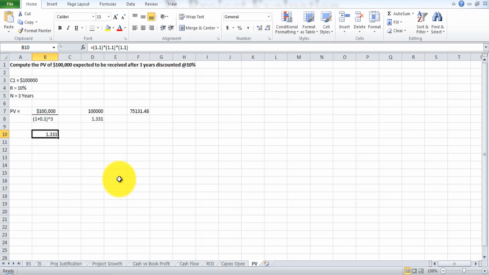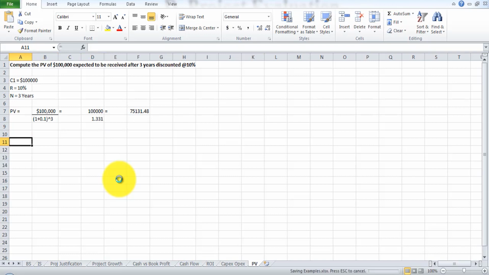The present value is $75,131.48. So, to put it in layman's terms, $75,131 today will be valued at $100,000 3 years from now, discounted at a 10% rate. So that is how you compute the present value of the future cash flows, or the future amount of money to be received. I just put the equal to sign so you understand how the steps are derived.